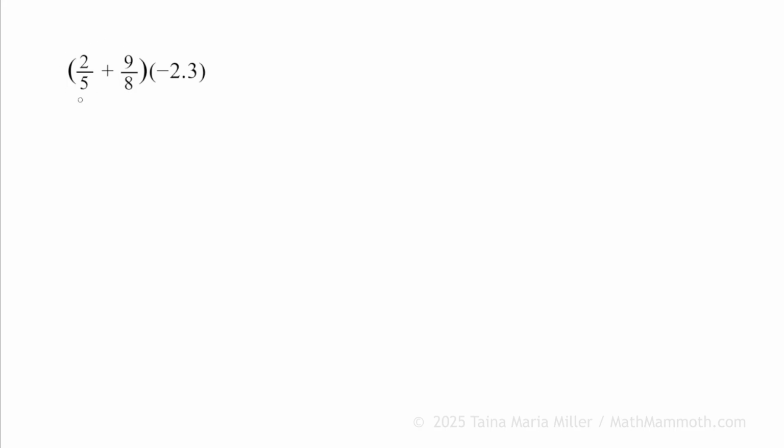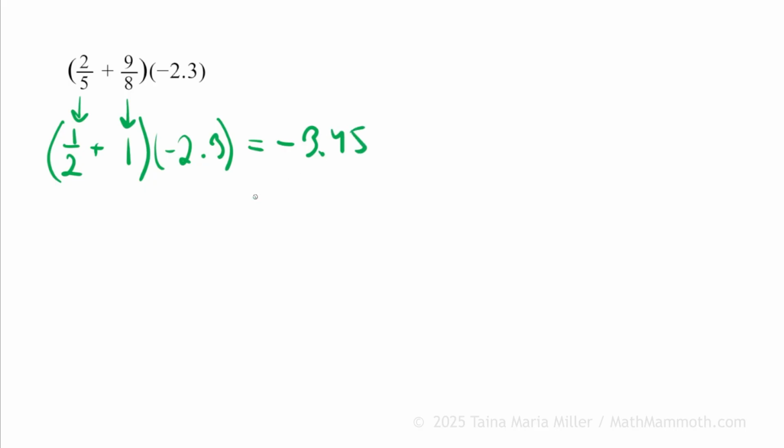Now, if I estimate this, I can think of this as about 1/2, right? This is close to 1. So we have about 1.5 times this number. And 1 time that is, of course, itself, and half of it is about negative 1.15. So 1.5 times negative 2.3, we get negative 3.45, or about negative 3.5. So that's our estimate here.